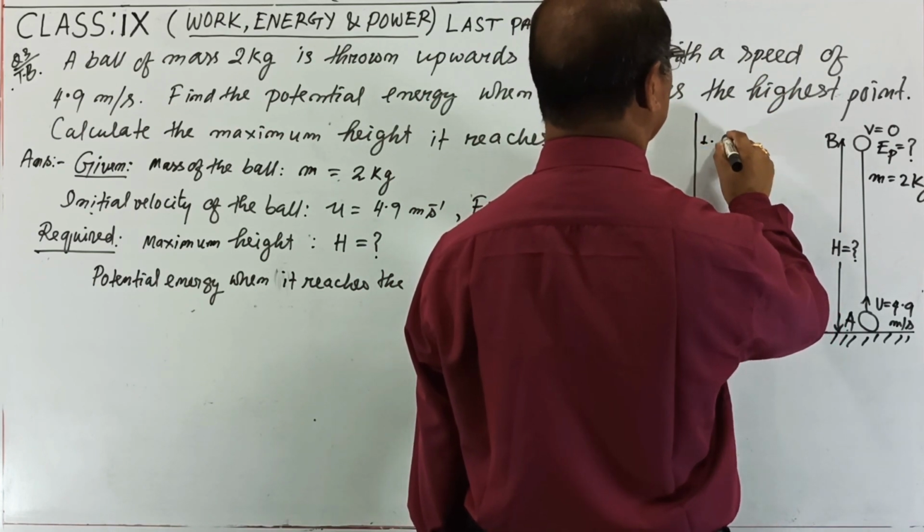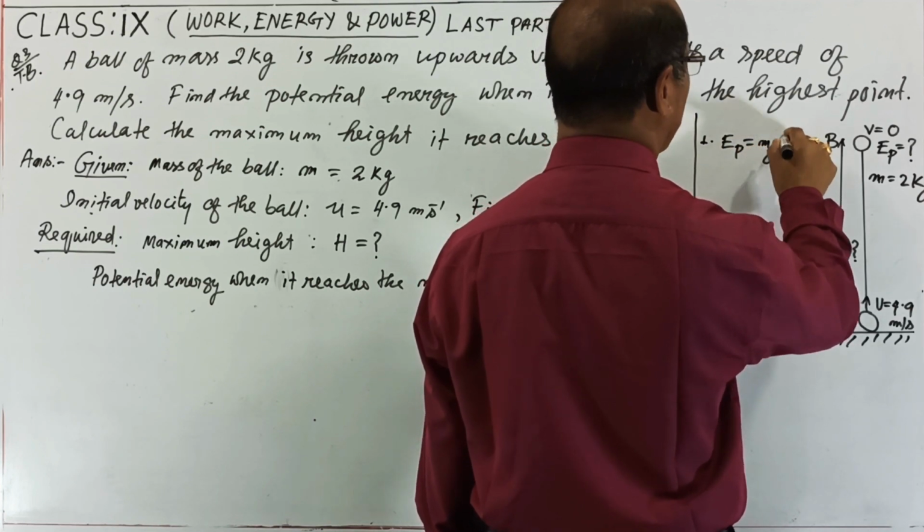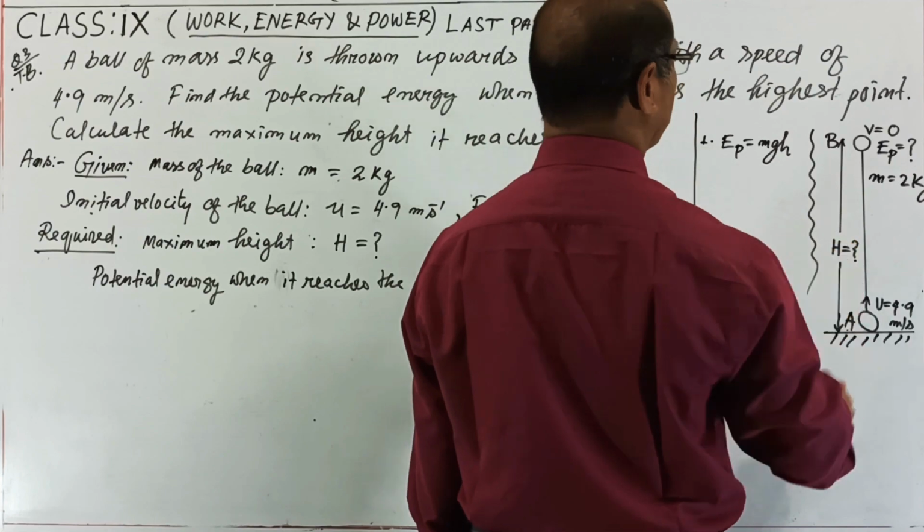Formula number 1: gravitational potential energy formula is mgh.